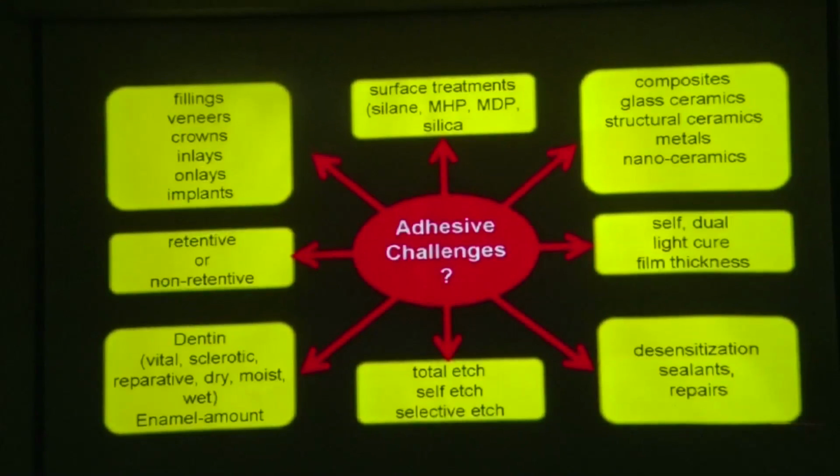Then it depends on your preparation, whether it is retentive or non-retentive. If my preparation is retentive, then I am better off with self-etch. But if my preparation is non-retentive, then I have to use total etch, no doubt about it. Then it depends on what you are doing: just a restoration, a veneer or a crown, inlay, onlay or an implant restoration. Because for every procedure, the bonding protocol is not the same. That is what you need to understand.